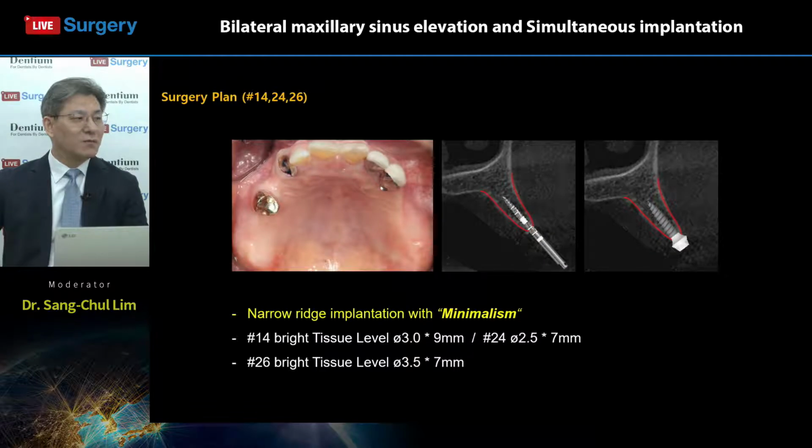So what about the number 26? Actually, these areas are approached with minimalism. So Dr.